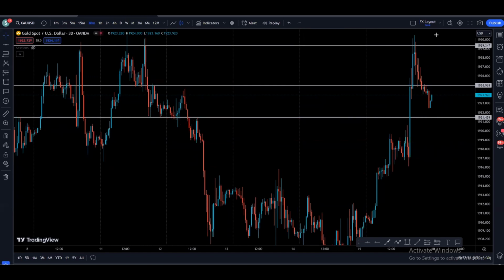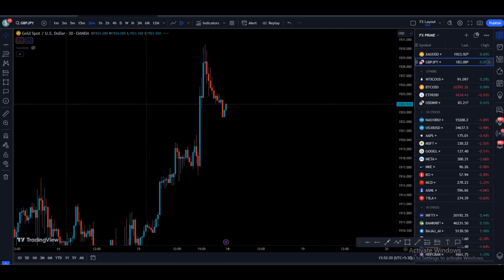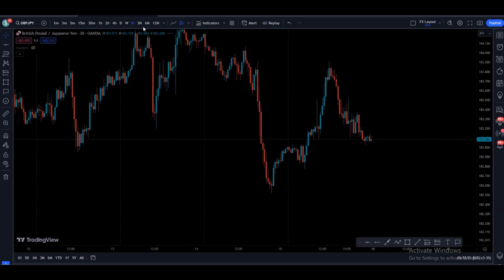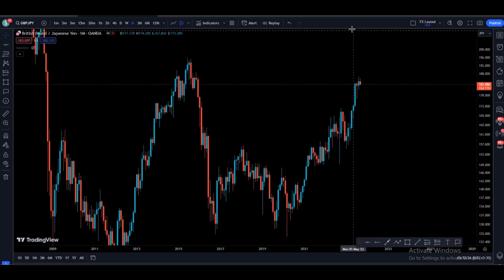Now let's go to our second pair, which is GJ, and start our analysis from the monthly time frame. So this is our second pair, GJ, and we are going to start our analysis with the monthly time frame. On the GJ monthly time frame, we know that we are kind of bullish. We are making higher high, higher low, higher high, higher low, higher high, higher low, right? The price is pretty much bullish. We are making higher highs and higher lows here.